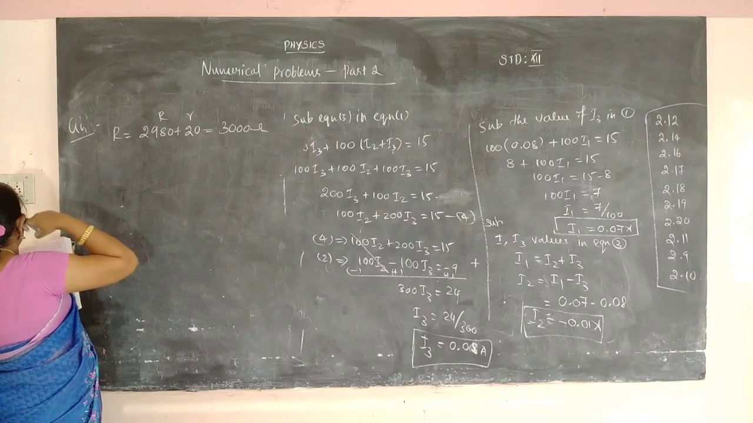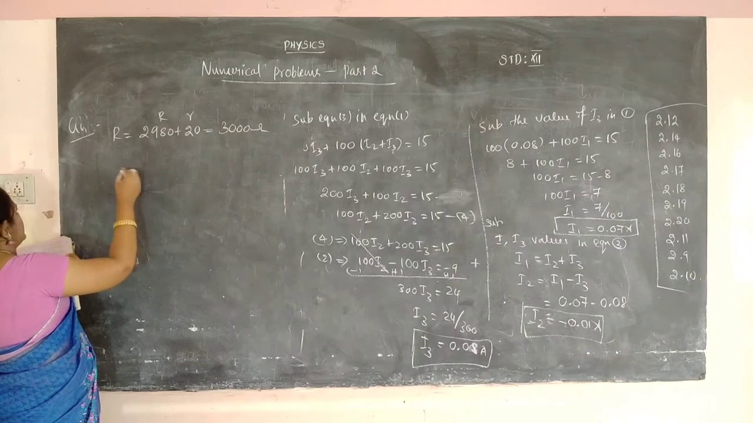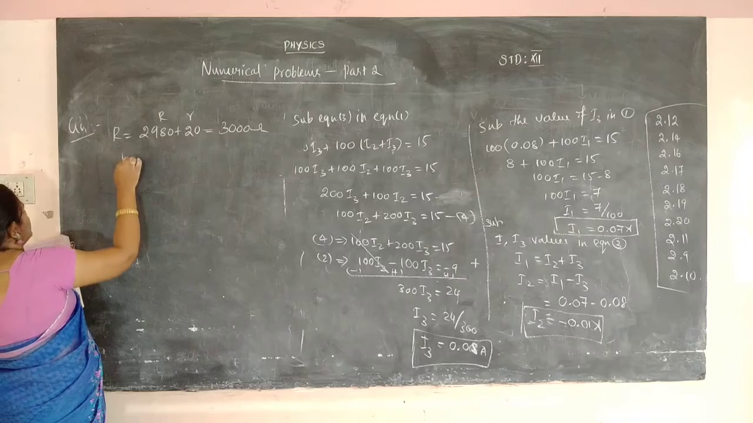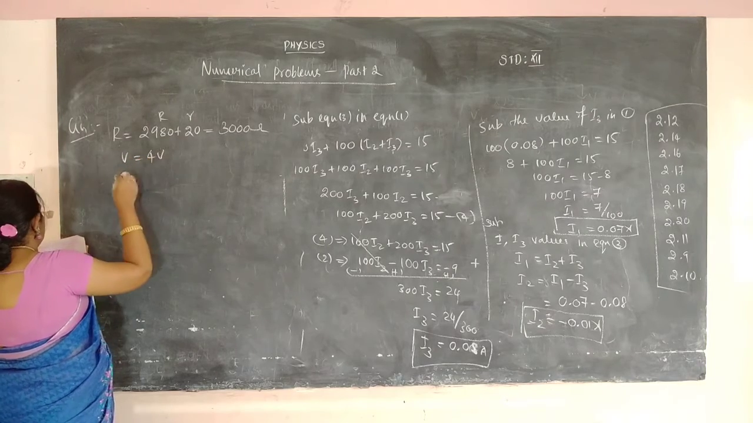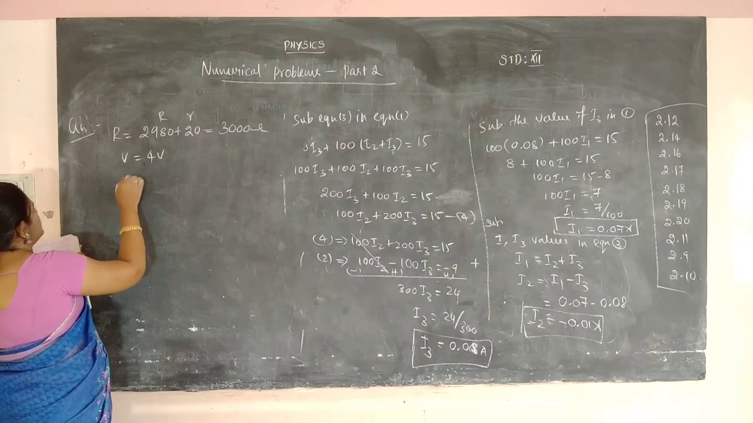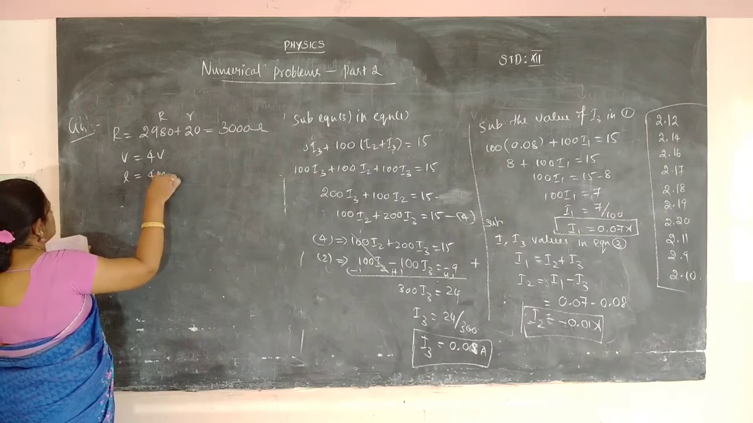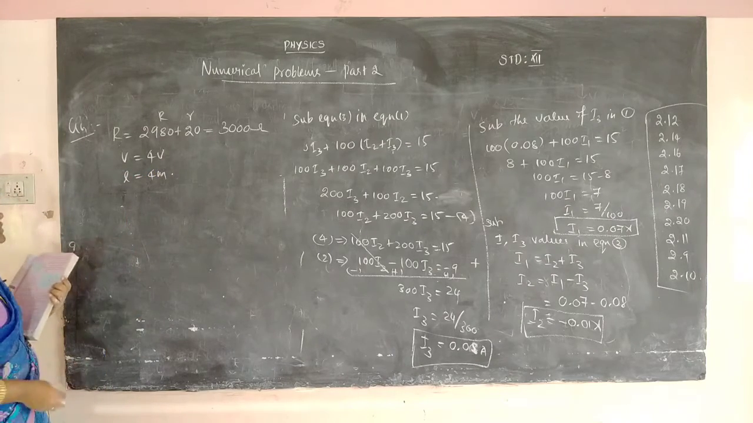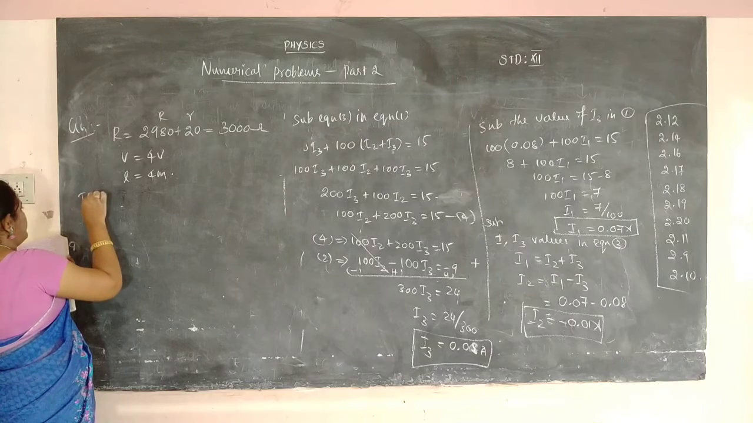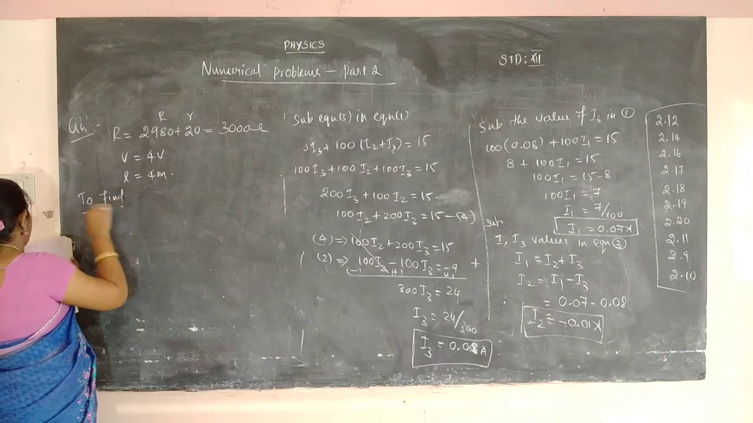Then that is the total resistance, and then voltage V is equal to 4 volts. Then length L is equal to 4 meter. Okay, these are the given values. Then what will we find out? What are the values we will find out?